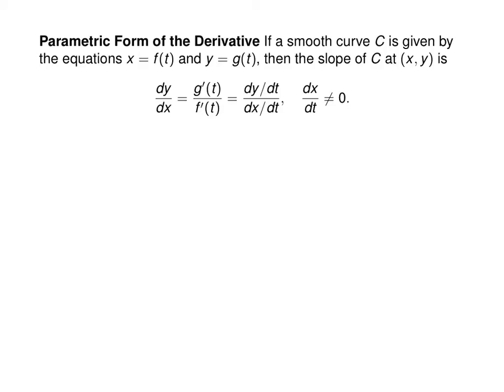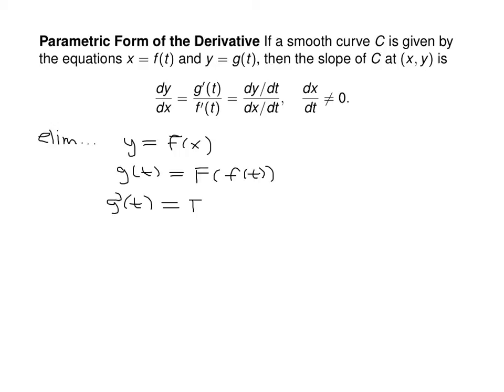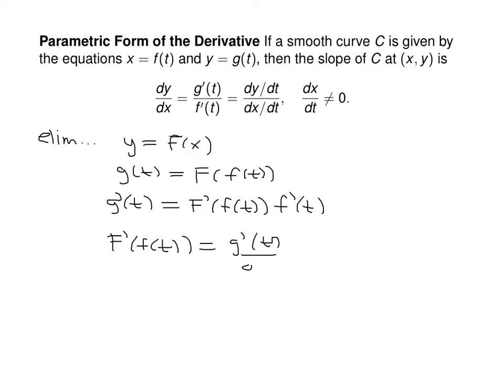I'll prove this in the case that we can eliminate the parameter. If you can eliminate the parameter, you get some equation y equals capital F of x. We know that y is equal to g of t, and x is equal to little f of t. So we have g of t equals capital F of little f of t. Now differentiate both sides and we'll have g prime of t is equal to capital F prime of f of t multiplied by f prime of t, or capital F prime of f of t is equal to g prime of t over f prime of t, which tells us that F prime of x is equal to g prime of t over f prime of t.